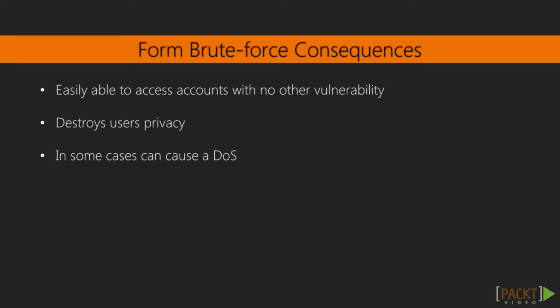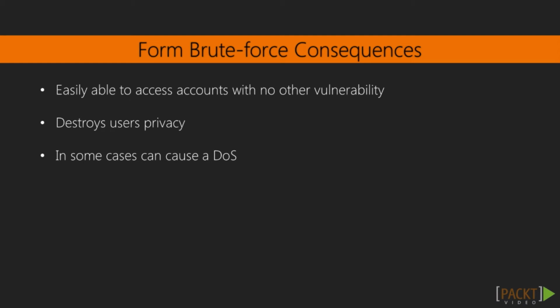So with form brute forcing consequences, I've narrowed them down to 3. One, it easily gives access to accounts with no other vulnerability. All you need is to find the right password or username and you're able to go into someone's account. There's no other vulnerability involved, while other things, such as Hashcat, would need another vulnerability to get the hash in itself. That's what I mean by that.